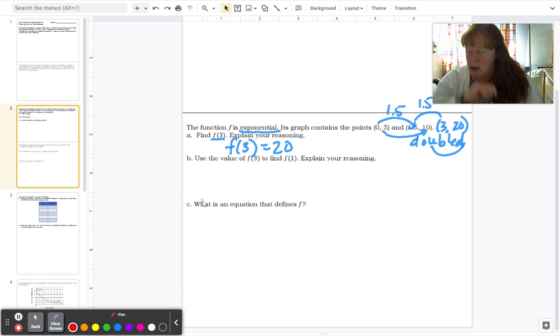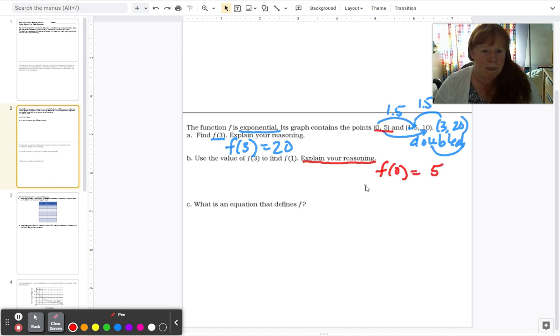Here's where people had trouble. Excuse me. Use the value of f of 3 to find f of 1 and explain your reasoning. So there's a couple different ways that you can attack this, but I want to make sure you're understanding how this is working. So f of 3, I know that f of 0, let's start here. I know that f of 0 is 5. That's from this right here. I know that f of 3 is 20. I know that f of 1.5 in here is 10, but that's not going to help me because what I want is f of 1.